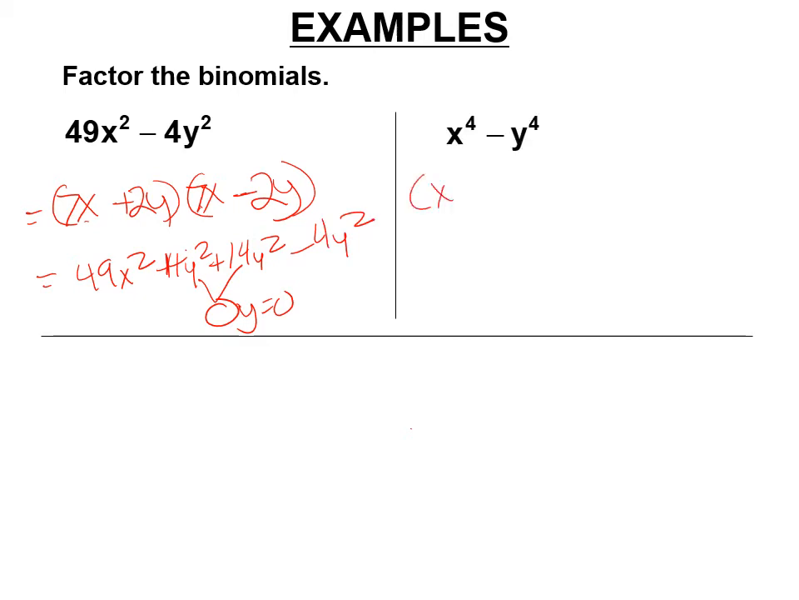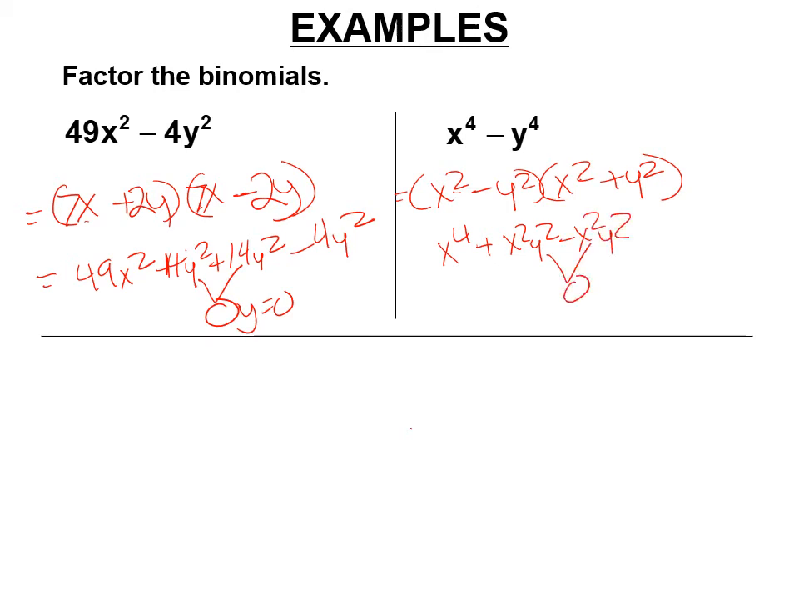Right? This is x squared and x squared, and one of each, minus y squared and plus y squared. Because if you FOIL that, you get x to the fourth, x squared times x squared, outer, plus x squared y squared, inner, minus x squared y squared. Those are opposites. They subtract to 0. And minus y to the fourth. Notice this is always a minus here in these binomials. You'll see what happens if it's plus in a second.